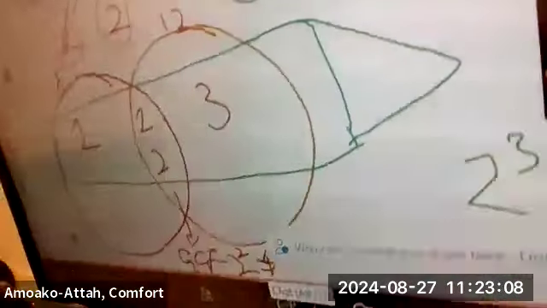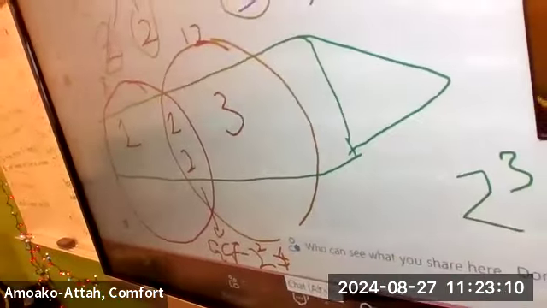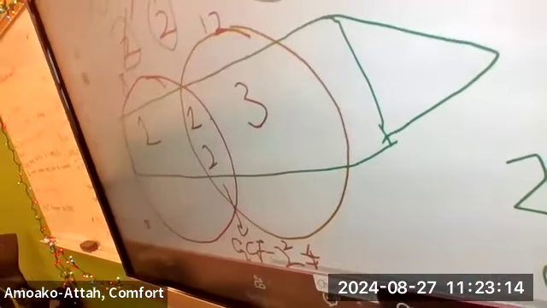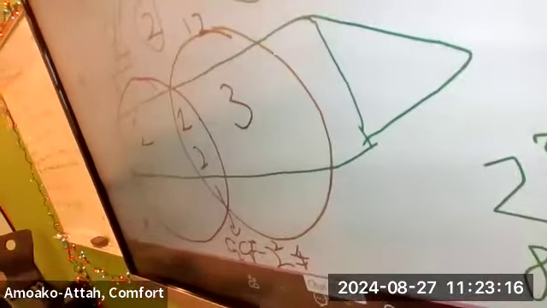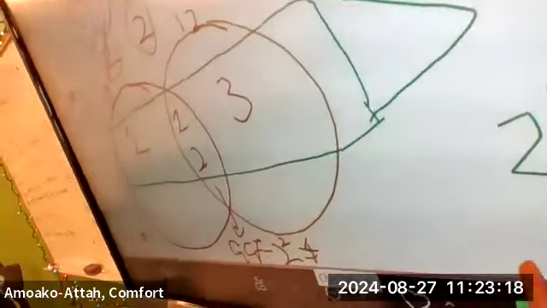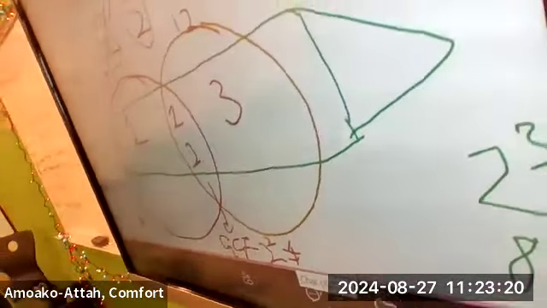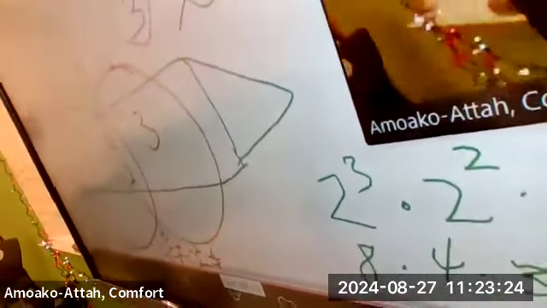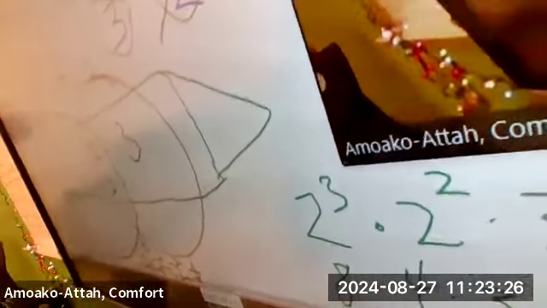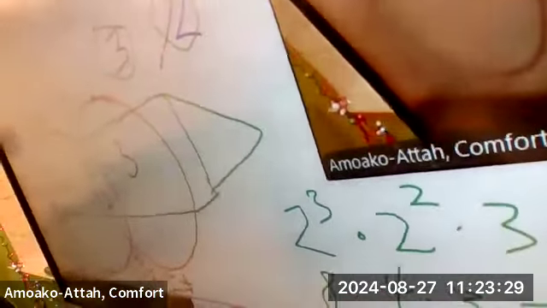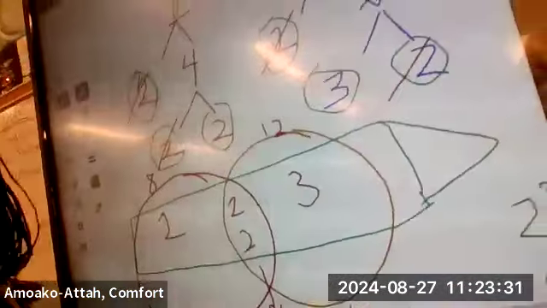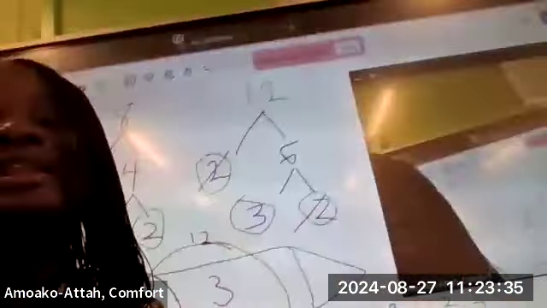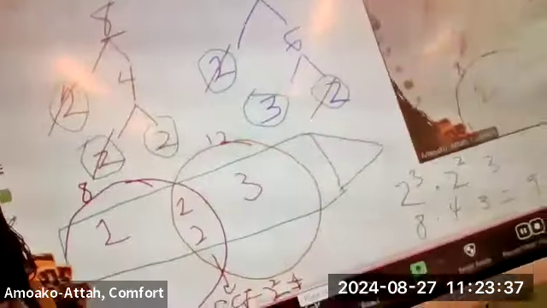Expanding this, we are going to have 8 times 4 times 3, which is what? 32 times 3 is what? 96, right? Am I correct? Good, 96. That gives you the LCM of 8 and 12. So the least common multiple of 8 and 12 is what? 96.